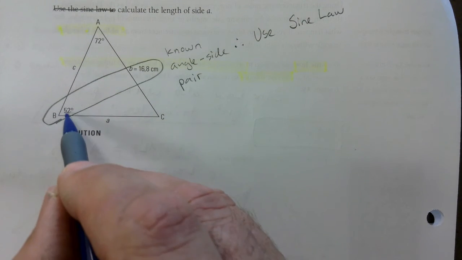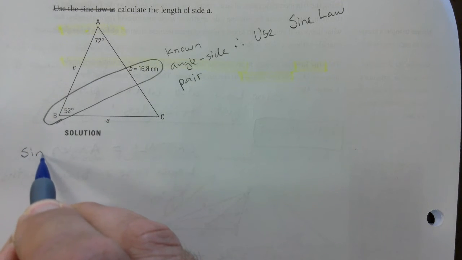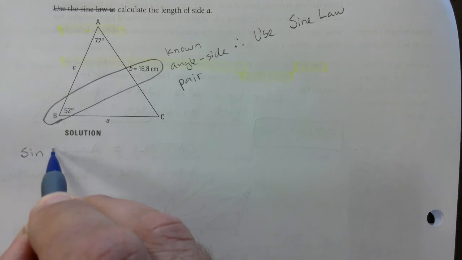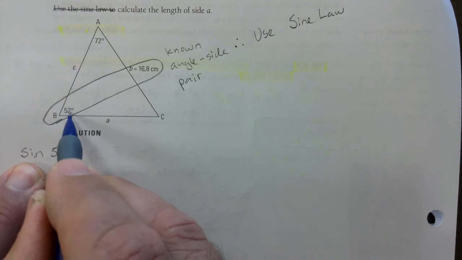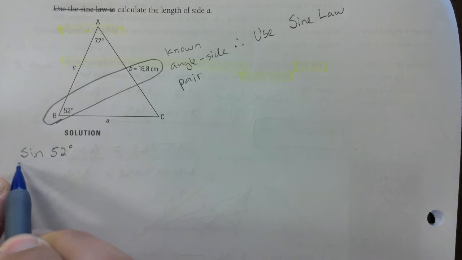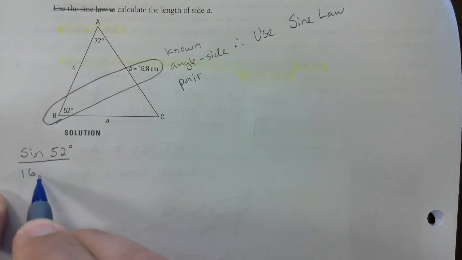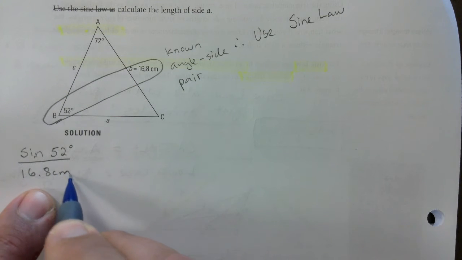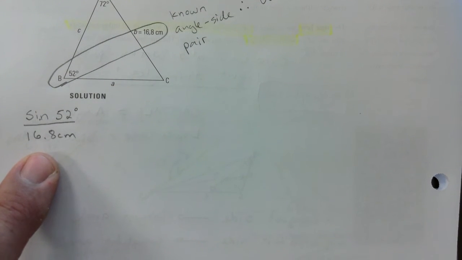So I'm going to start with that pair, and I tend to start with the angle on top, even though it doesn't matter. But sine of angle 52, so sine of angle B, is going to be divided by the side length across from it, which is 16.8 centimeters. Okay?